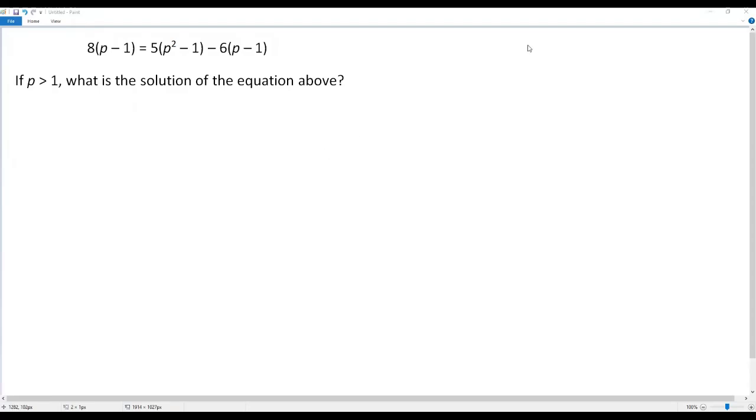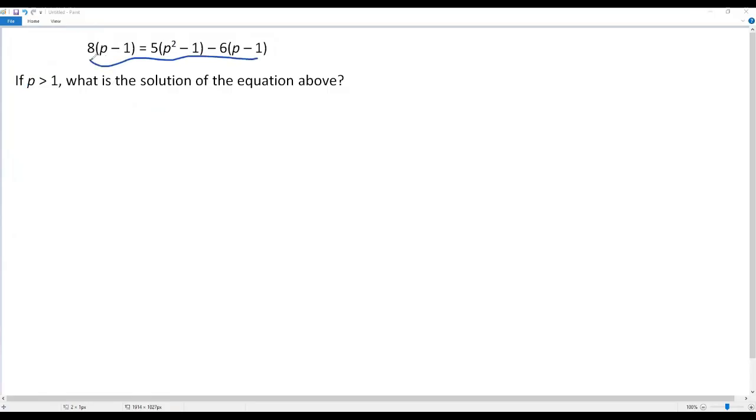Here we have a SAT math problem. Okay, let's go to the question. 8(p − 1) = 5(p² − 1) − 6(p − 1). If p is greater than 1, what is the solution of the equation above? The solution of the given equation is the value of p, and we have to find the value of p such that p is greater than 1.